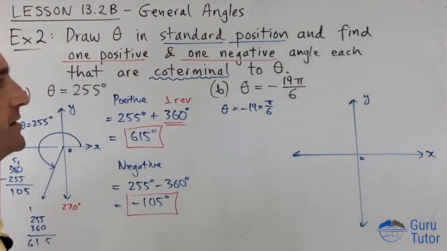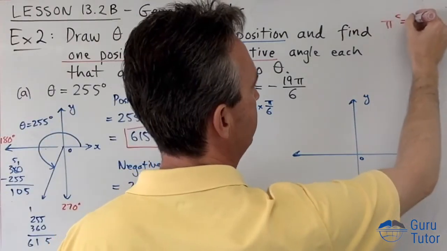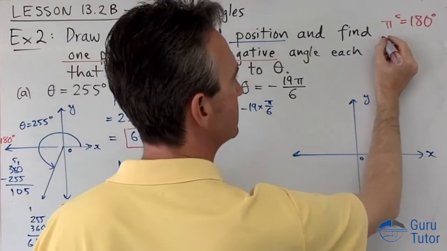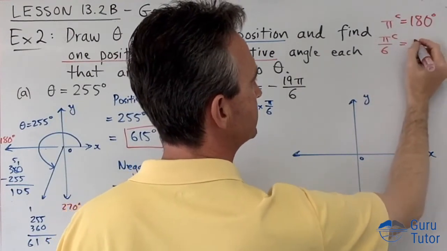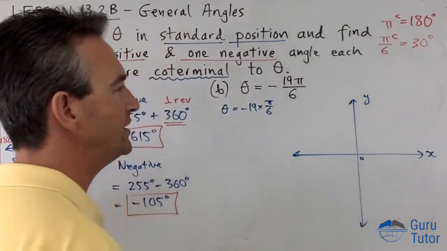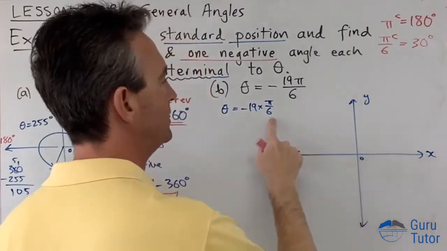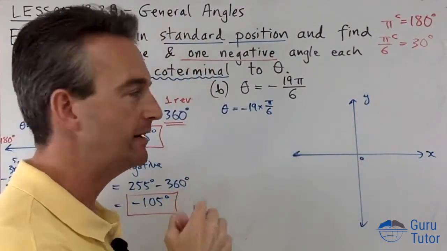So what's pi over 6? Pi radians is 180. What's pi on 6? Divide both sides by 6. Pi on 6 is going to be, divide that by 6, that's going to give 30 degrees. So all we're doing is moving in multiples of 30 degrees 19 times in the negative direction.